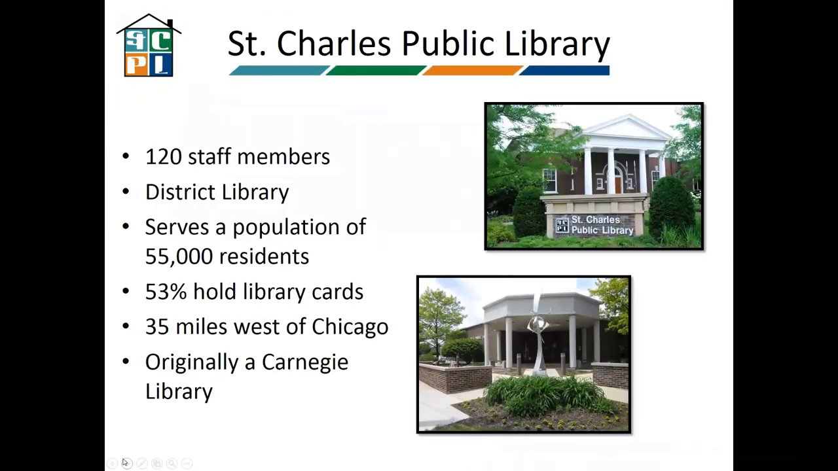St. Charles is located about 35 miles west of Chicago. As a library district, we serve a population of 55,000, 53% of which are cardholders. The original building is a Carnegie Library and is still in public use to date. Two additions have been added, one in 1964 and one in 1969.